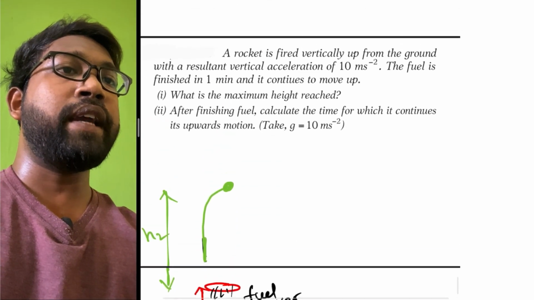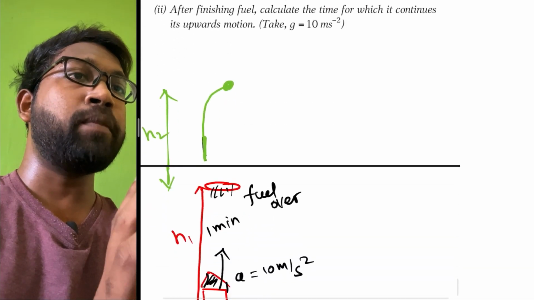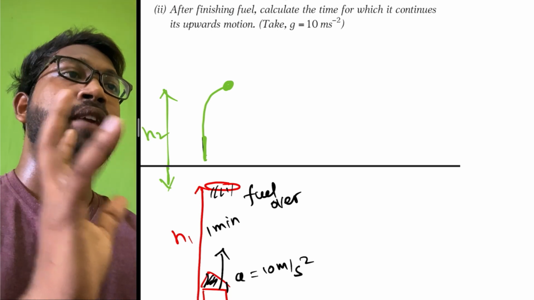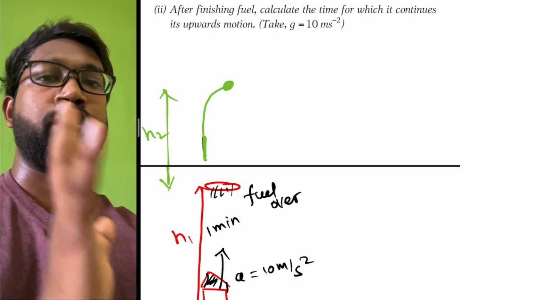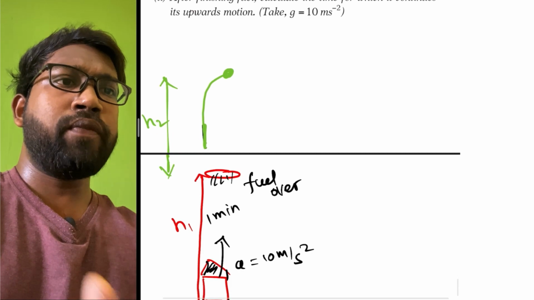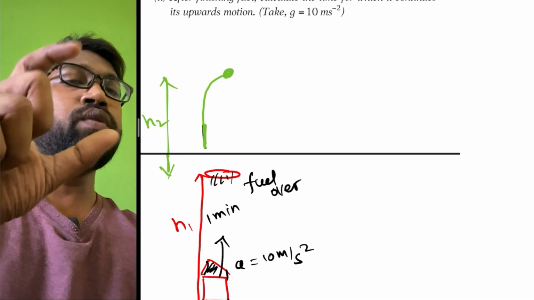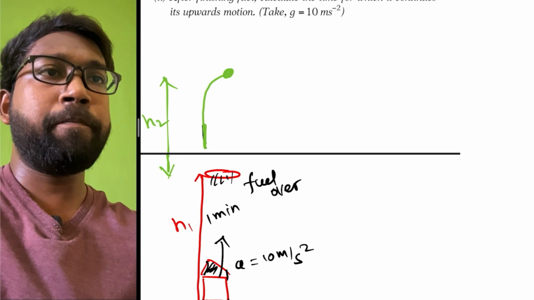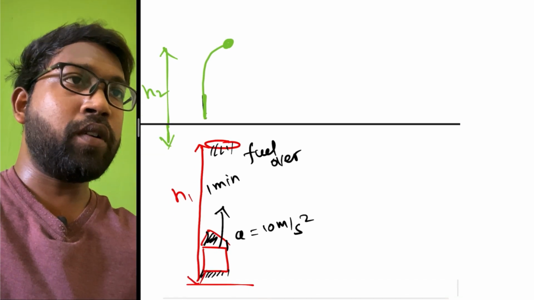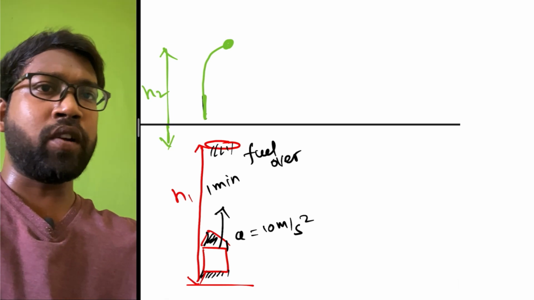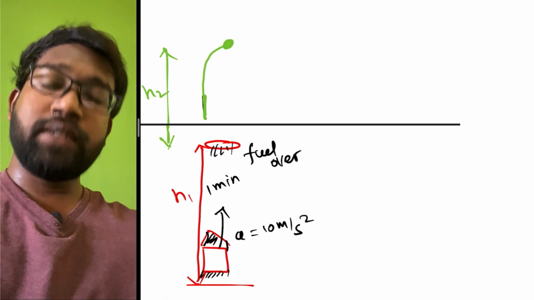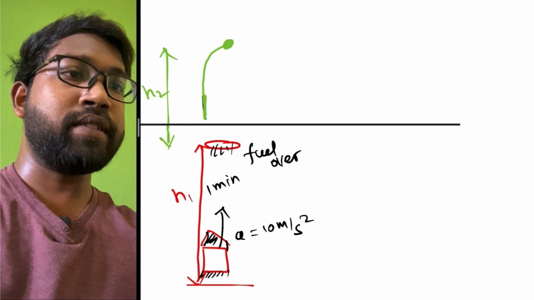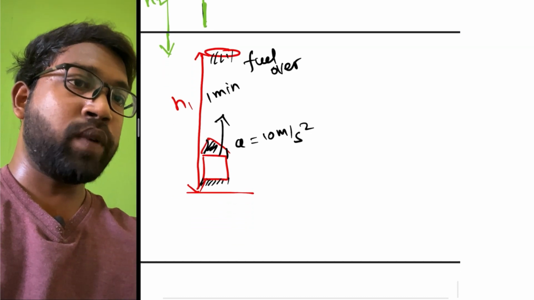From this data they ask 2 questions. What is the maximum height reached? h1 plus h2. That's it. The second question is, after finishing fuel, calculate the time for which it continues its upward motion. So from h2, time is there, right? h2 distance is there, right? To reach that particular height, how much time will it take? That's the question actually. So we can solve it now. We are completely ready with the concept. If you don't understand anything, just go back and play it again. You will definitely understand. Okay, let me find h1, first case.